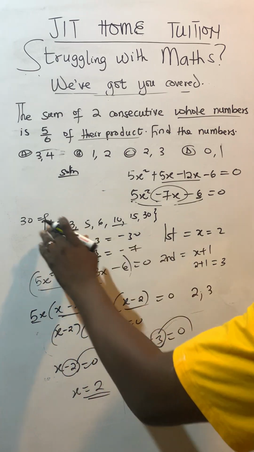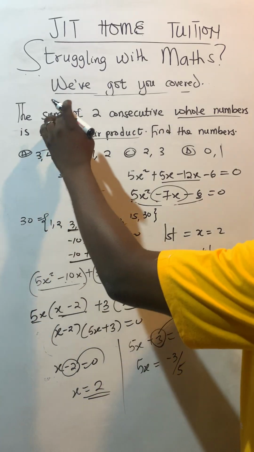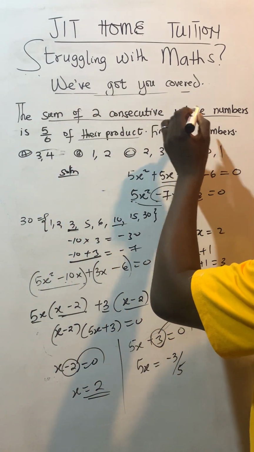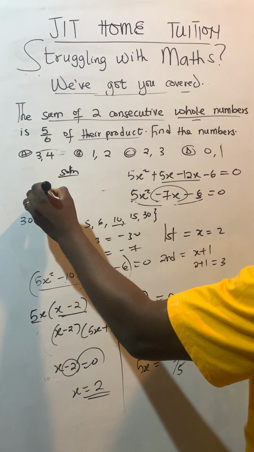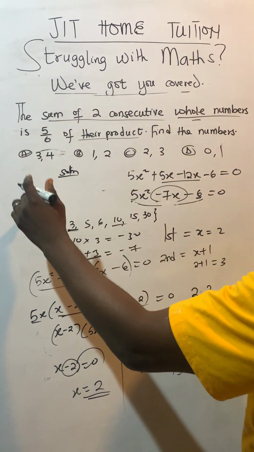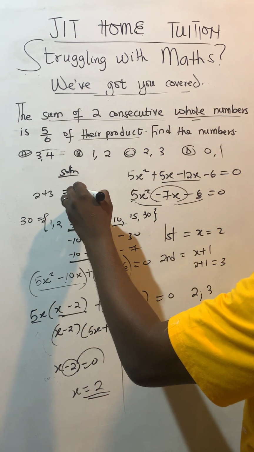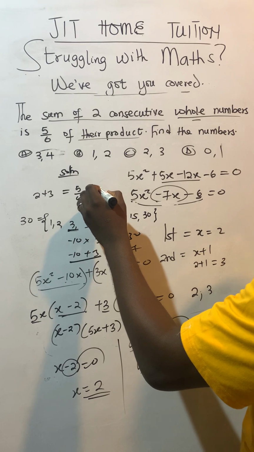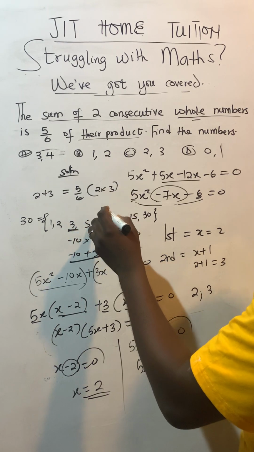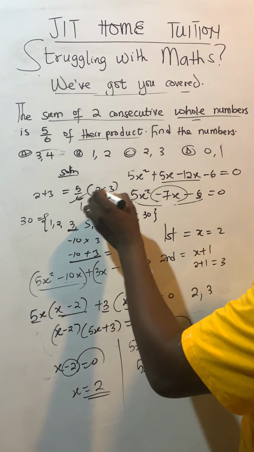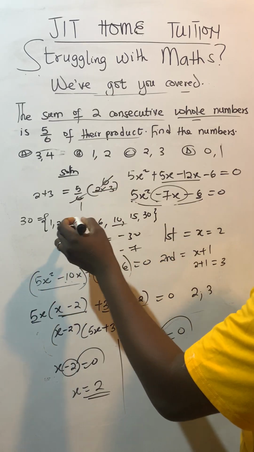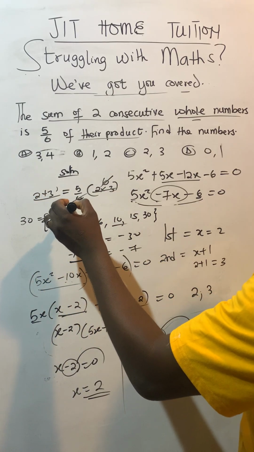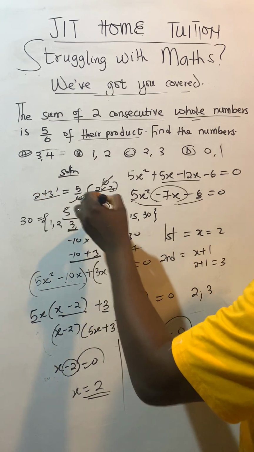3. So look at it, we said that 2 plus 3, the sum, that is equal to 5, is equal to 5 over 6 times their product, which is 2 times 3. So 6 here is 1, 2, 3, 6, cancel. This one will give you what? 5 equal to the 5 that you have here. And that's it.